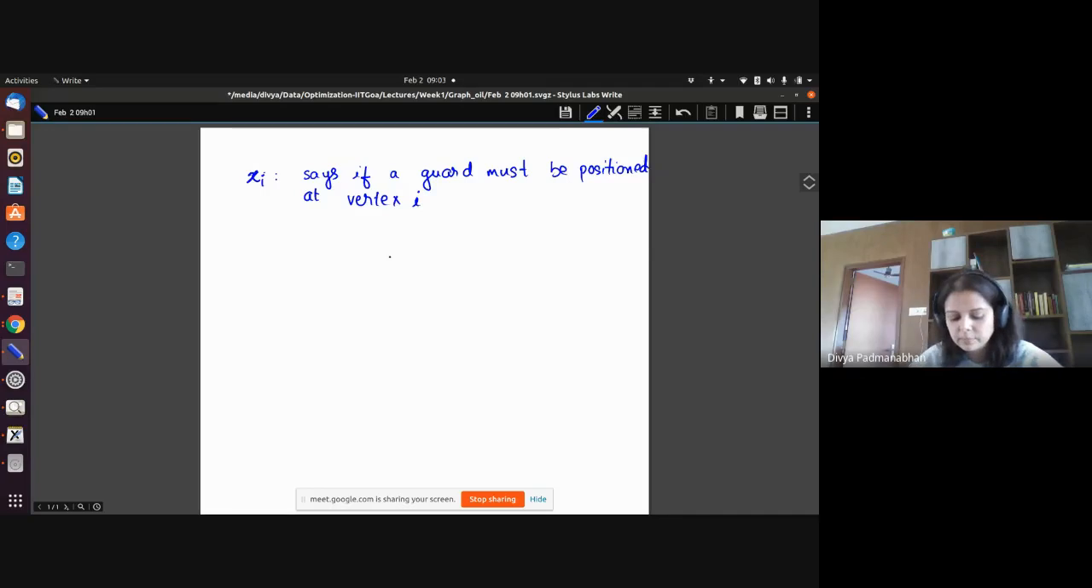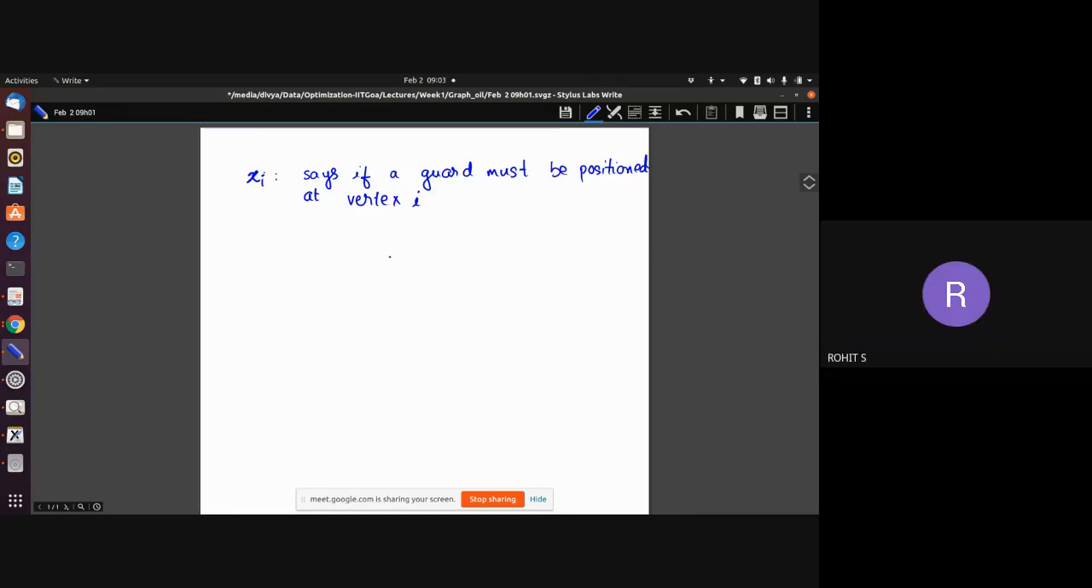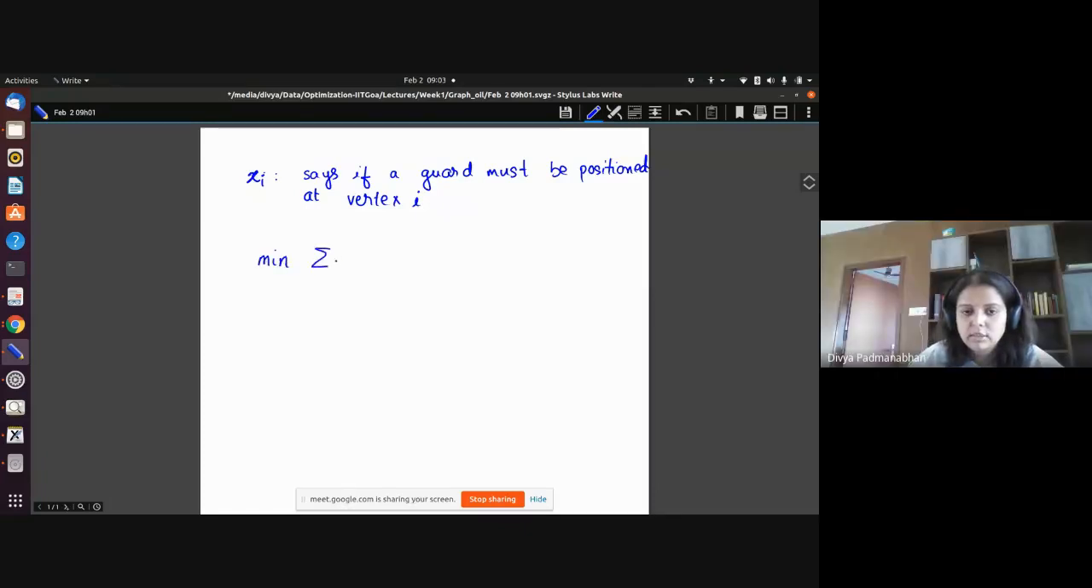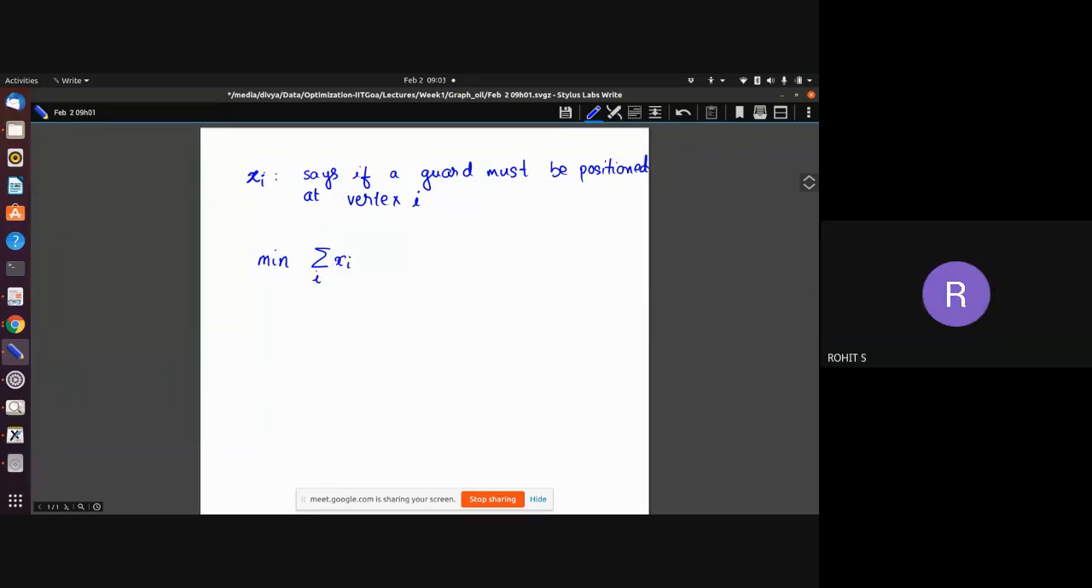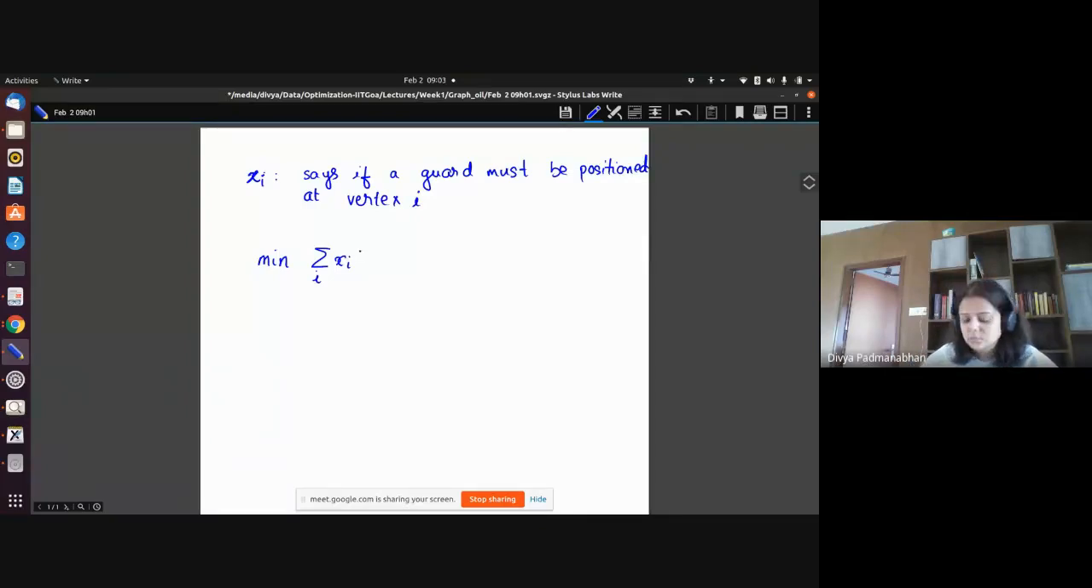Can someone try? I know we have to minimize the summation of xi's, but the constraints, not entirely sure how to write those. Okay, so you're saying minimize the summation of xi's. That is right. So the constraint was what? Let's just think of it again. Any edge you take, say ij, at least at one of the endpoints there must be a guard.